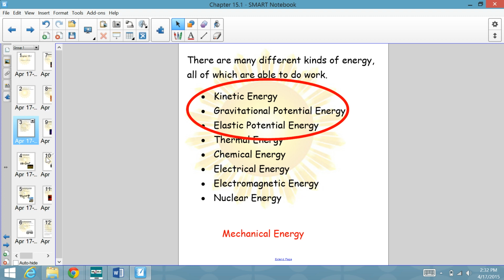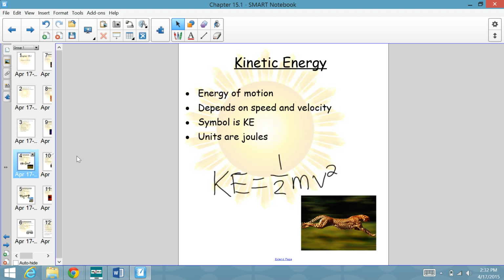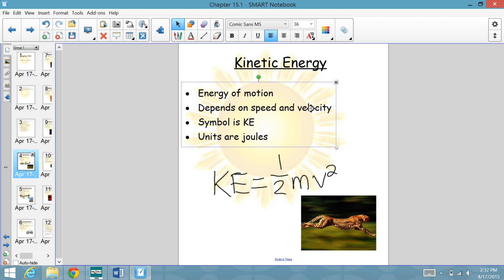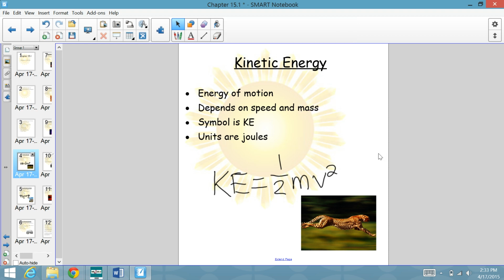major forms of energy. So kinetic energy is the energy of motion, and it depends on the speed of an object, and I didn't mean to write velocity here, I meant to write mass. So it depends on the speed of an object and the mass of an object. The faster it's going, the more kinetic energy it will have, and the larger or more massive it is, the more kinetic energy it will have.